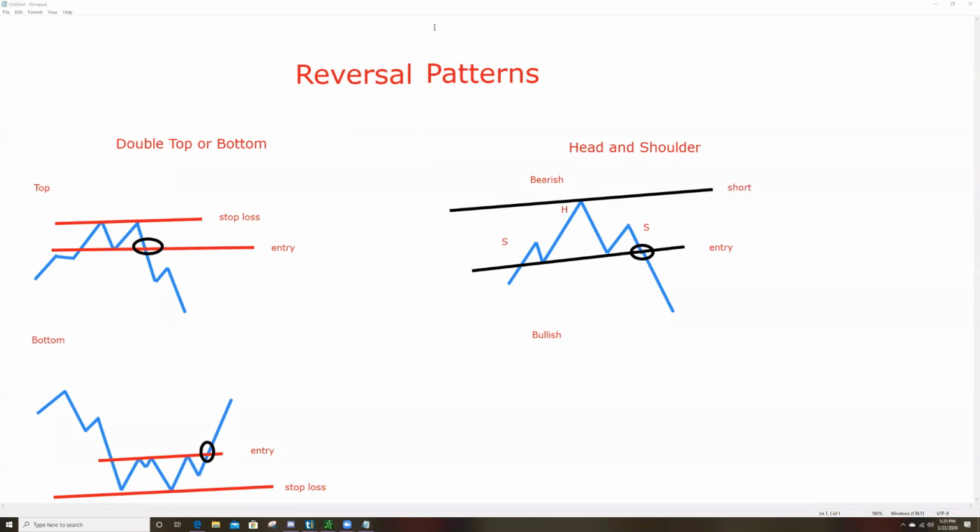Okay, so moving on, now we're going to do a bullish head and shoulders, which is also called an inverse head and shoulders.